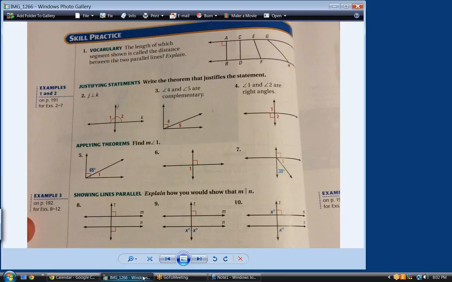Number one: which one is the distance between the two parallel lines? In other words, the top line is parallel with the bottom line, but we've got four different lines there. Which one is the closest? Line AB, the line that connects A and B. And why?